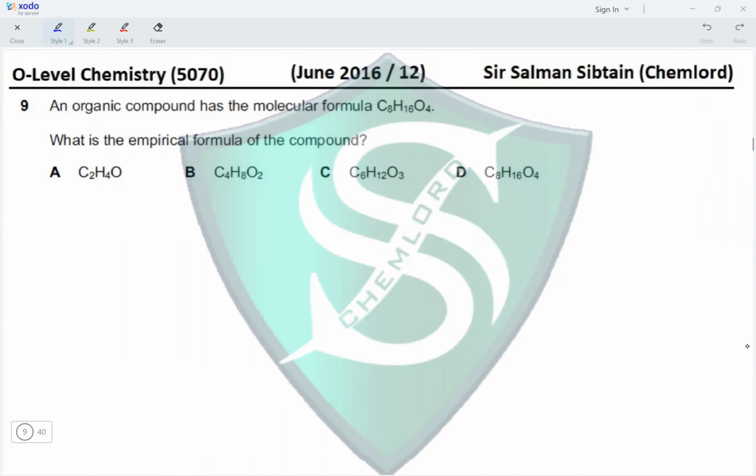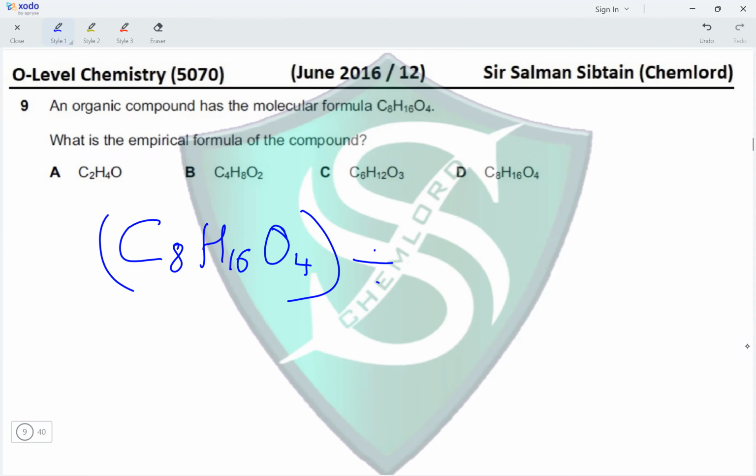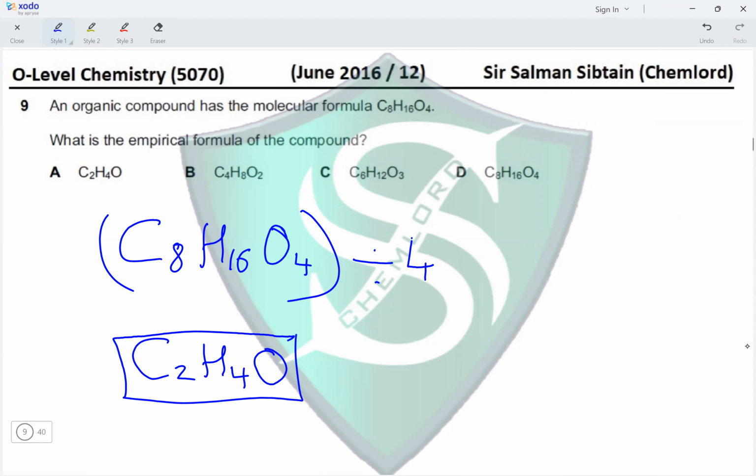Question 9. An organic compound has the molecular formula C8H16O4. What is the empirical formula of this compound? As we can see, 8, 16, and 4 are all multiples of 4. So, if we divide this entire compound by 4, that means we divide each number of atoms by 4. We are left with 8 divided by 4 is 2, C2. 16 divided by 4 is 4, H4. And 4 divided by 4 is 1, O. C2H4O. So this is the empirical formula for the compound with the molecular formula C8H16O4, making option A the correct option for this question.